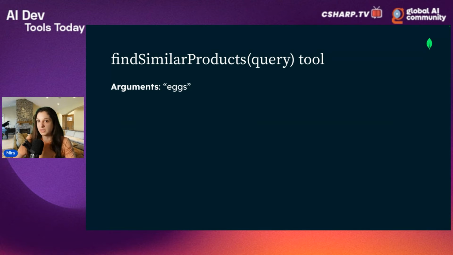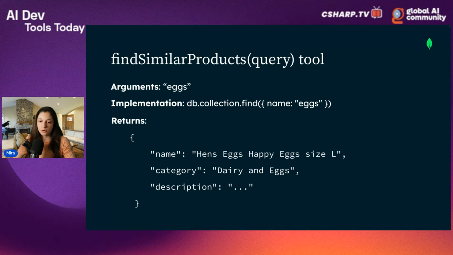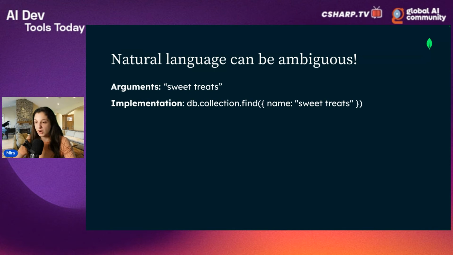And here's how we can simply implement it. So if we have a simple keyword, such as eggs, then the implementation can be as simple as directly querying the database with eggs. This will return all products that have eggs in their product name. But this is not how users will interact with the tool, because natural language can be pretty ambiguous. So if we prompt it with sweet treats, and we try to find that in the database, we're not going to get any matches, because we're trying to use keyword match, and that's not going to work, because the user is going to use ambiguous language.